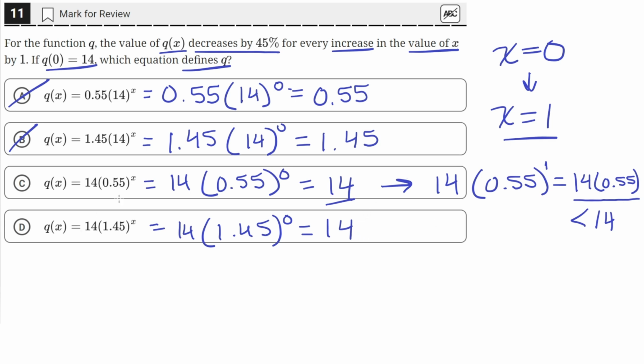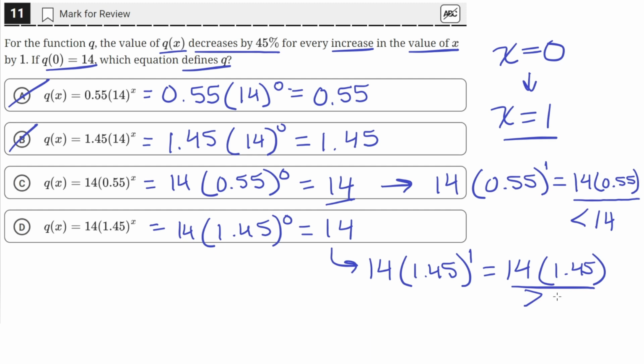Okay, so that looks good, but let's check answer choice D. When we plug in the value of x equals 1 for D, we'll have the 14 and then 1.45 raised to the power of 1. We'll be left with 14 times 1.45. This quantity is actually greater than 14, because 14 times something greater than 1 will always result in a larger number, since 1.45 is greater than 1.